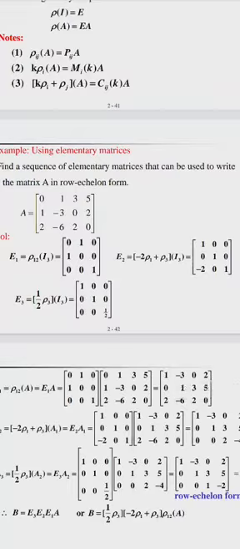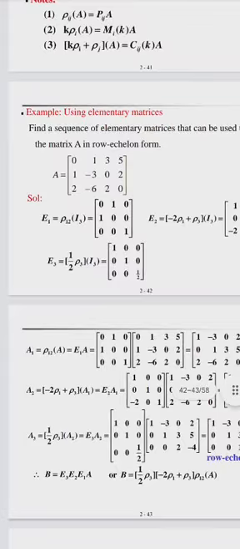Then next E3 value, E3 is 1 by 2 row 3 into I3. The identity matrix is multiplying the value of 1 by 2 into row 3. Then 1, 0, 0, 0, 1, 0, 0, 0, 1 by 2. Then next find the value of A1, A2, A3.